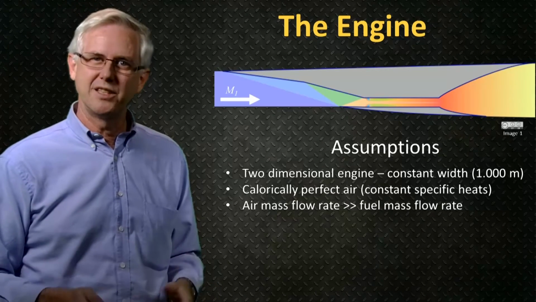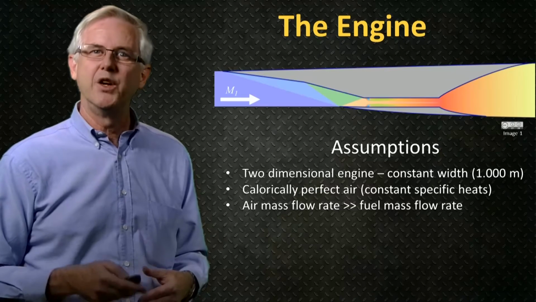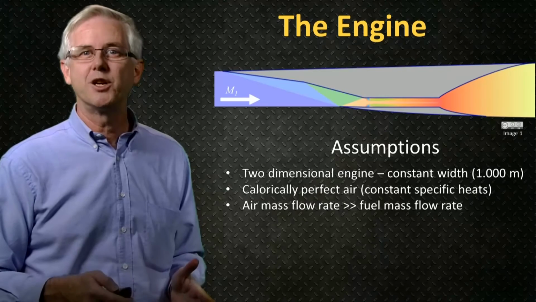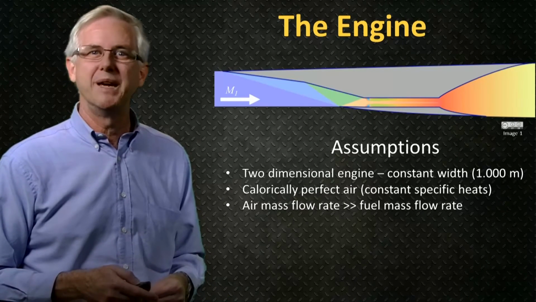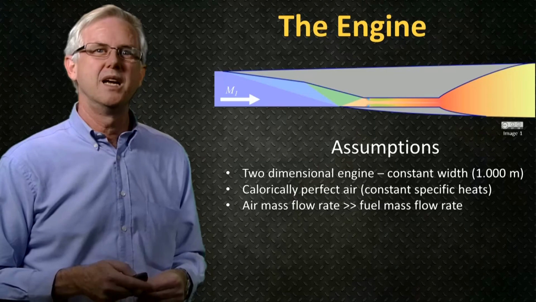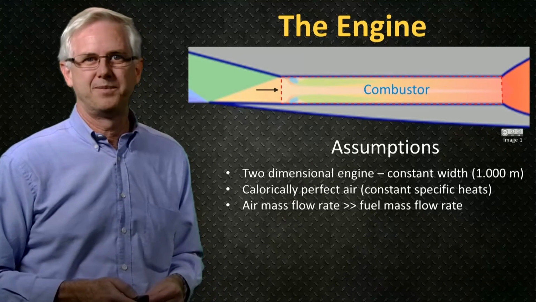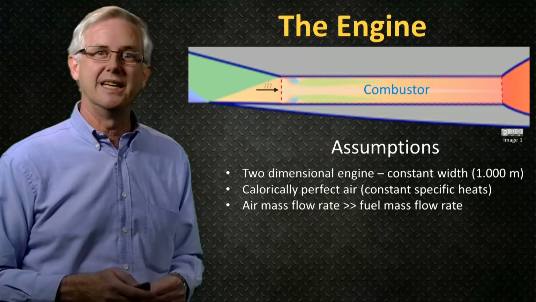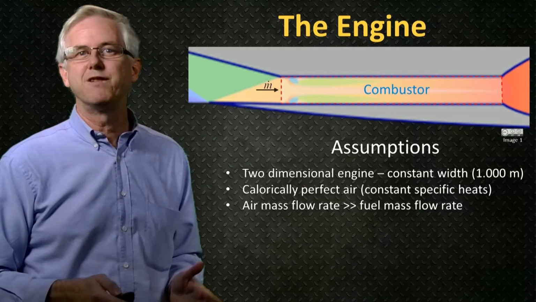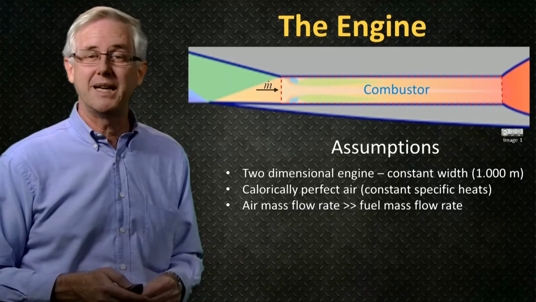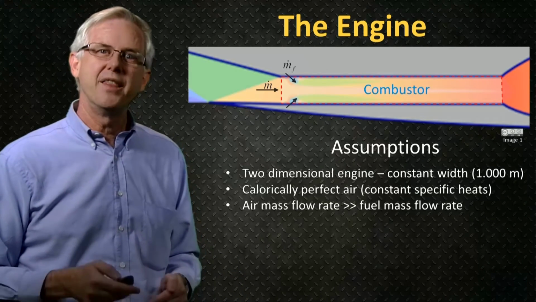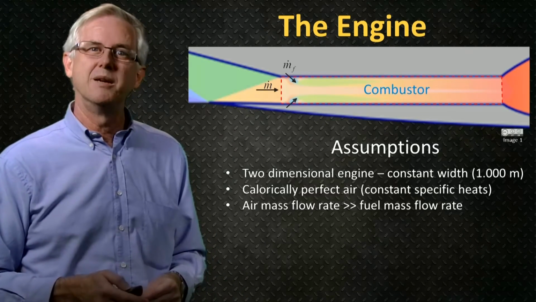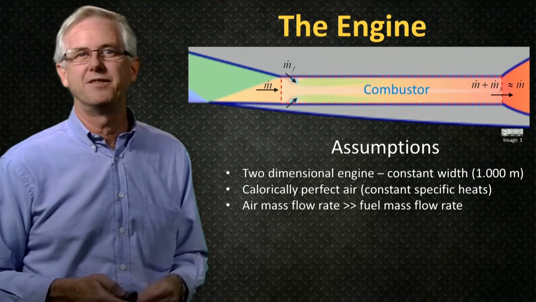Related to this is another simplifying assumption that you'll make. You'll assume that the mass flow rate of air passing through the inlet is large compared with the mass flow rate of hydrogen being added into the combustor. Let's just zoom in on the combustor. If we say that the mass flow rate of air passing through the inlet is m dot, and that the mass flow rate of fuel being injected into the combustor is m dot f, then, by conservation of mass, the mass flow rate leaving the combustor must be m dot plus m dot f.